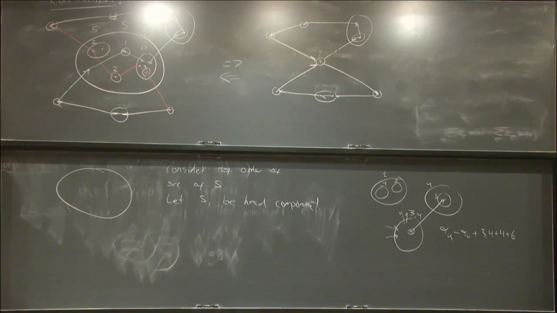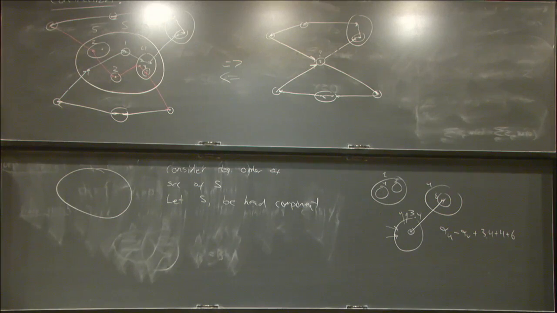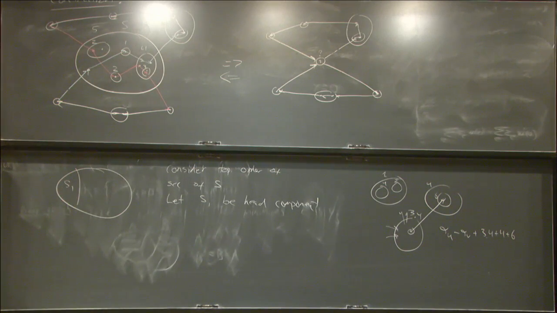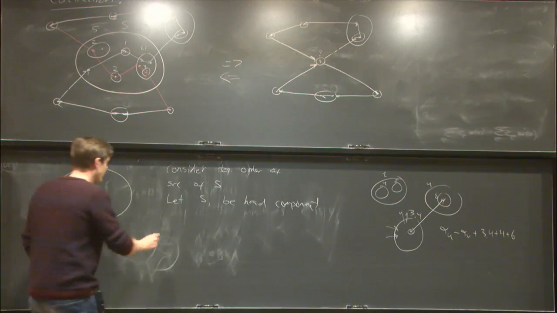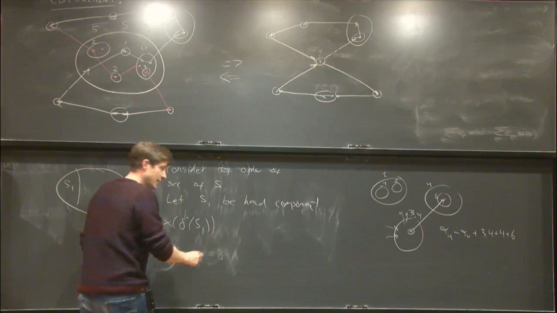So now we have S1 as a head component. This means that the only edges that can come into S1 come from outside. There cannot be any edge from within S, otherwise it would not be a head component. S1 is a set of vertices, so by the LP feasibility, we have x(delta minus of S1) is at least 1.